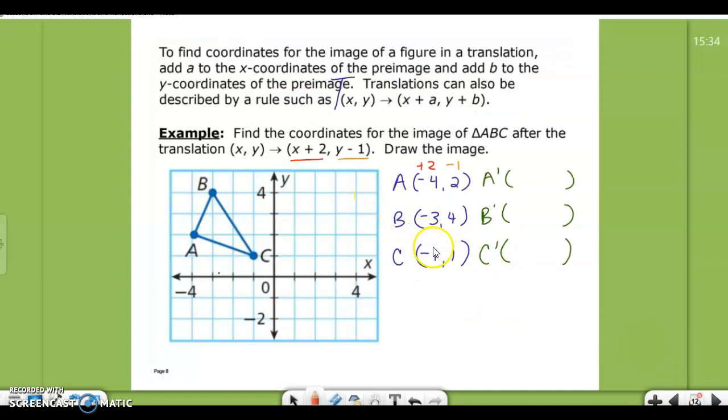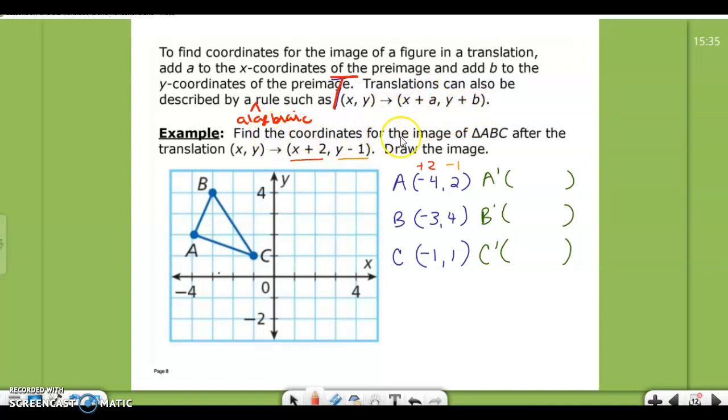Okay, to find the coordinates for an image of a figure in a translation, you're going to add to the x coordinates of the pre-image and add to the y coordinates of the pre-image. So let's take a look at what that means in reality. Translations can be written by an algebraic rule in this format where you've got this capital T, which means translation, and we're taking our x and y coordinates, we're going to transform them in such a way that we are going to add to our x values and to our y values according to the rule.